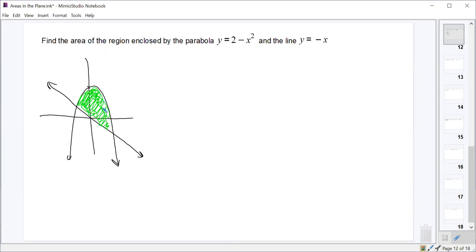Well, how do we figure out where to integrate from? We need to figure out where these two functions intersect, don't we? So how do we figure out where two functions intersect? Set them equal to each other. So let's do 2 minus x squared equals -x, or x squared minus x minus 2 equals 0. And that should tell us where they intersect, right? Factor this. What is it factor to?